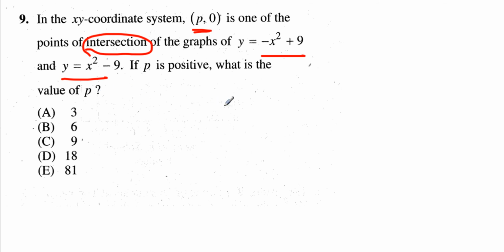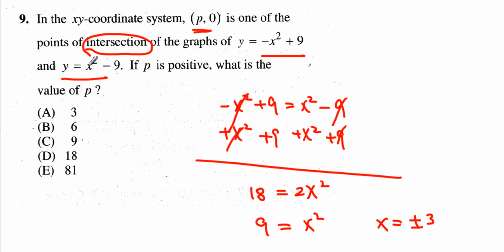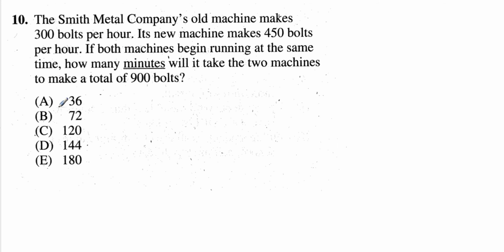So we get negative x squared plus 9 is equal to x squared minus 9. Obviously, I can add x squared and then add 9 as well. Then I can see that these two cancel out. 2x squared must be equal to 18. That tells you that x squared must be equal to 9. Then what is the value of x? It should be plus or minus 3, but we are looking for positive, so P must be equal to 3. All right, now let's look at the next question.